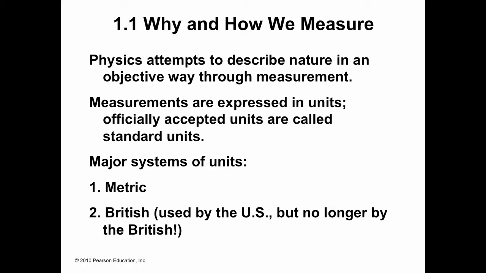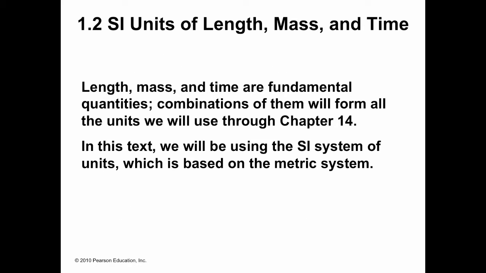Major systems of units, there's really two: the metric system and then the British system, which is used in the US but ironically is no longer used by the British. Pretty much only the US uses the British system. Everybody else uses the metric system. And so length, mass, and time are the fundamental quantities. Combinations of them will form all units that we will use all the way up through chapter 14. In this text, we will be using the SI system of units, which is based on the metric system.